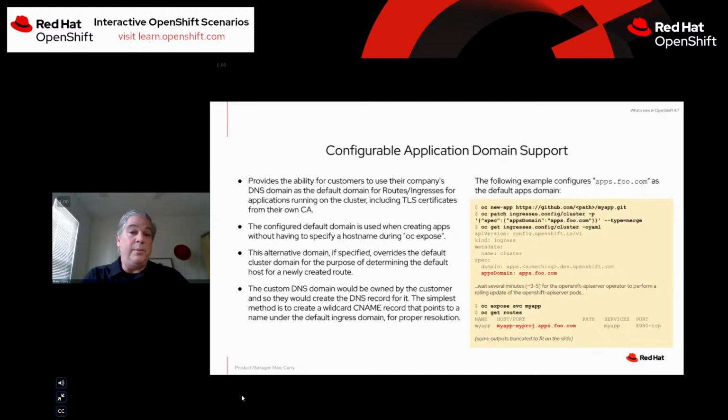We enable this capability via an app domain specification. There's a brief how-to on the right-hand side here that I created for you. It's pretty straightforward. Once you've set the app domain to the new default, you no longer have to specify that domain when you run the oc expose command. And as this is a domain that is owned by the customer, they're going to need to configure DNS for its proper resolution. There's a suggestion on the fourth bullet to do just that. Next slide, please.